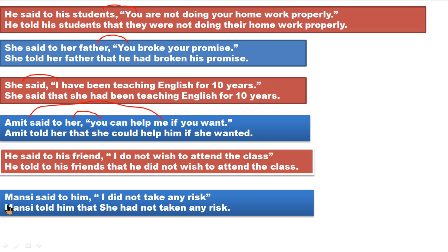And the last sentence is, Mansi said to him, "I did not take any risk." Mansi told him that. I is the first person that is changed according to subject, and the subject is Mansi, so we wrote she. Did not is a past indefinite tense, so it is changed into a past perfect tense. Had plus third form. Had not, the third form of take is taken, any risk.